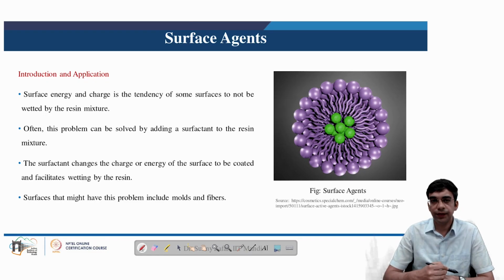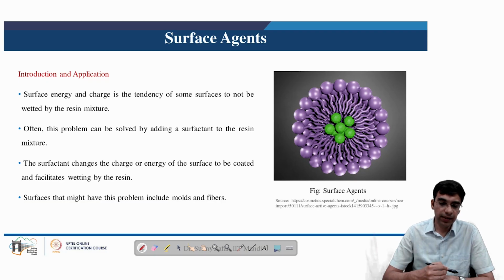Next are the surface agents. So surface agents basically target the surface energy and charge on the surfaces of the matrix or the fiber. Surface energy and charge is the tendency of some surfaces to not be wetted by the resin. So by the presence of some electrostatic charge, they may inhibit the wetting of the respective fibers. This problem may often be solved by adding a surfactant to the resin mixture.